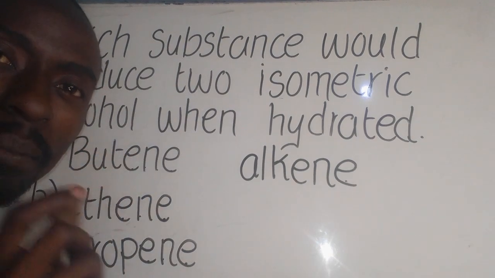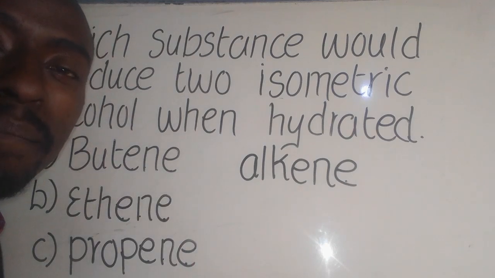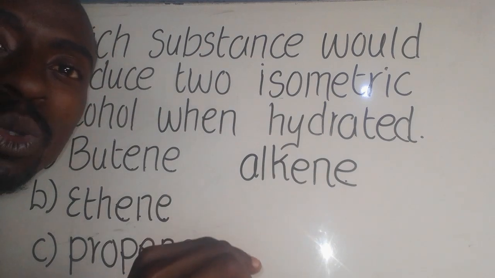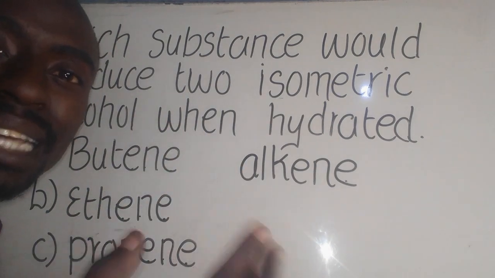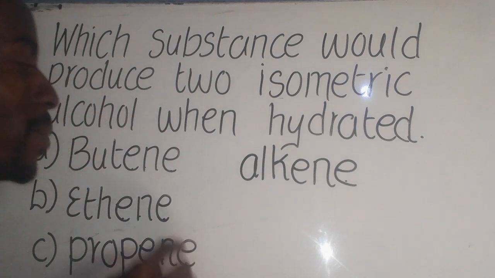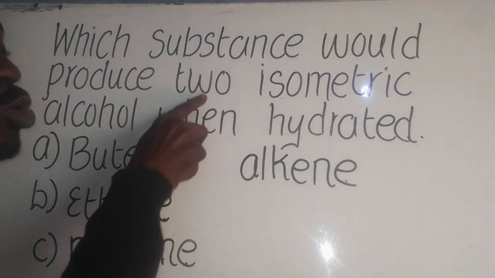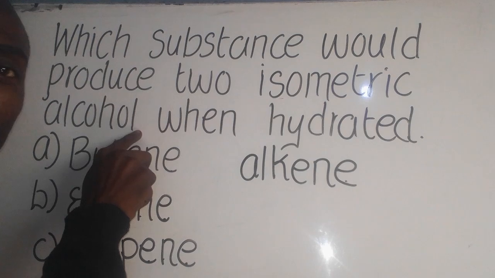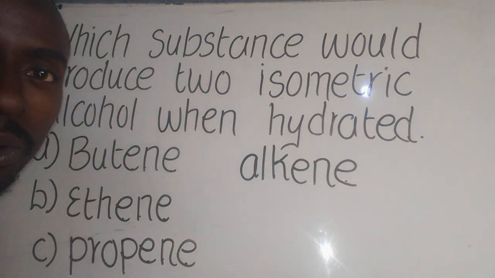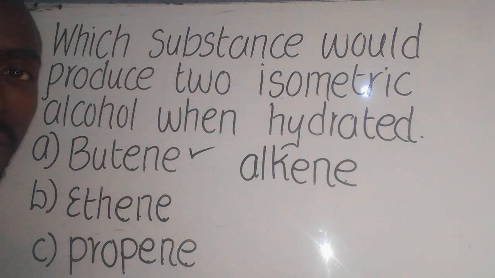Now, what you need to know about butene is that it exists as an isomer, meaning its chemical formula may be represented in two or more diagrammatical structures, meaning it may form different shapes, okay? Meaning that when this one reacts with water, it's going to form two isomeric alcohols because of that difference in the structure or shape, okay? So meaning that the answer here should be what? Should be butene.